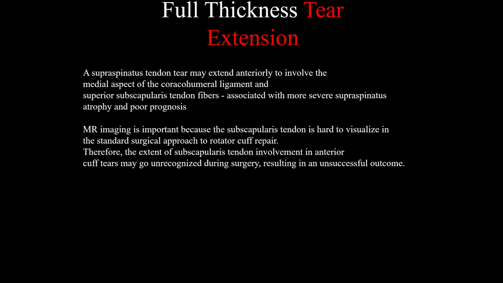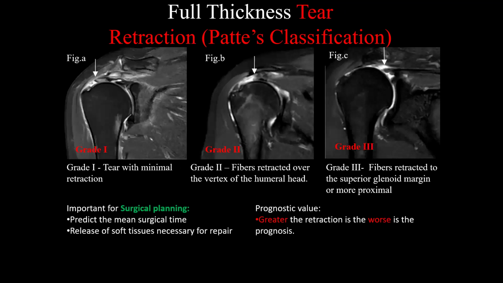Reporting it on MR image is important because subscapularis tendon is hard to visualize in a standard surgical approach to rotator cuff repair, hence may go unrecognized during surgery, resulting in unsuccessful outcome.